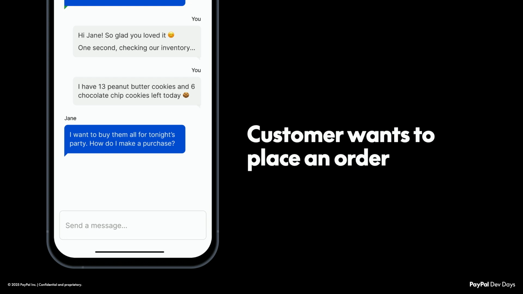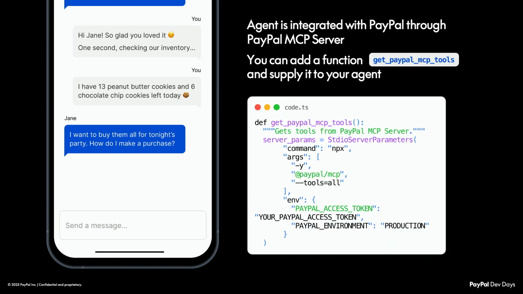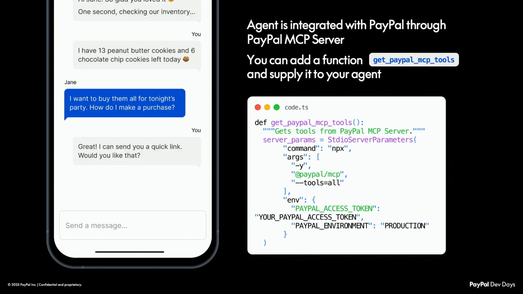Now, let's say the customer wants to purchase the cookies. If your agent is equipped with the PayPal MCP tools, like in this case, if you have a function, by just adding this simple function into your agent workflow, this loads all the available PayPal MCP tools into your agent, such as generating an invoice link or payment link. So with this, the agent knows that it has the payment capabilities enabled within it, and it is ready to take the order and send out the payment instruction to the customer.